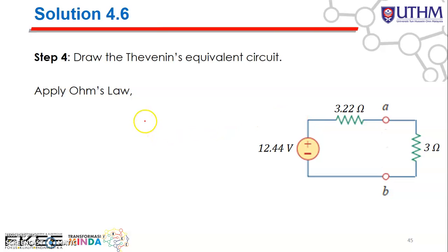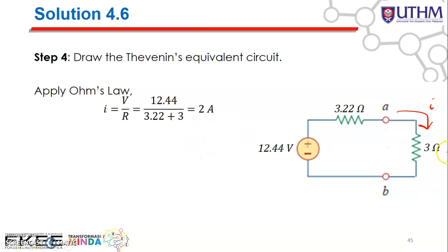Okay, so you can just apply your Ohm's law in order to find the I, because the question is asking you to find the current that is going through the resistive load. So I will be equal to V divided by R. So in this case, V is 12.44 and R will be equal to the R total of the whole circuit. So here and here, it is connected in series, so you just add the numbers. Okay, 3.22 plus 3. And then finally, I will be equal to 2 ampere.